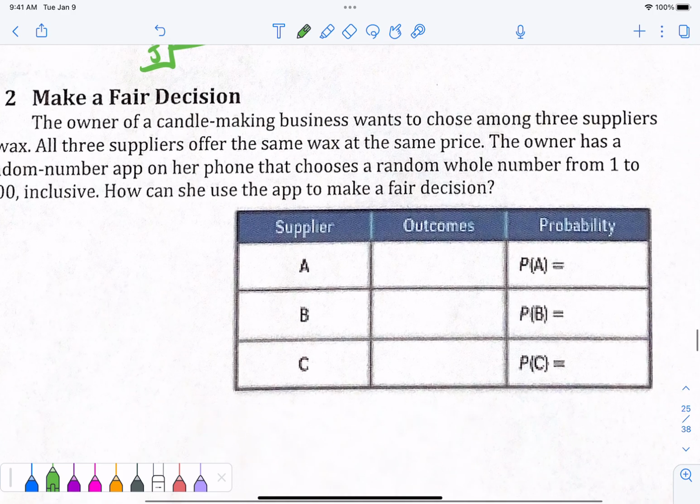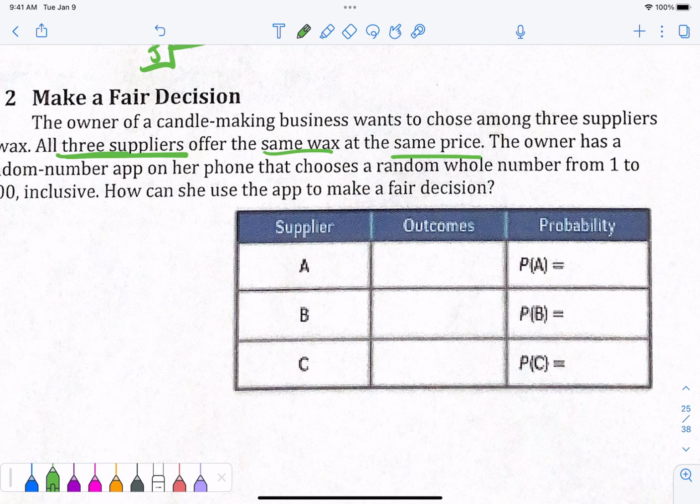Okay, next thing. We have owners of a candle making business and they're choosing suppliers of their wax product or whatever, right? They have 3 suppliers and they're offering the same wax at the same price. So all 3 suppliers are exactly the same. Doesn't matter which one I choose, I have to choose one of them. Everything else is equally the same. If they were different prices, I would probably go with the cheaper one, or if the wax quality was different, I would probably take that into consideration.